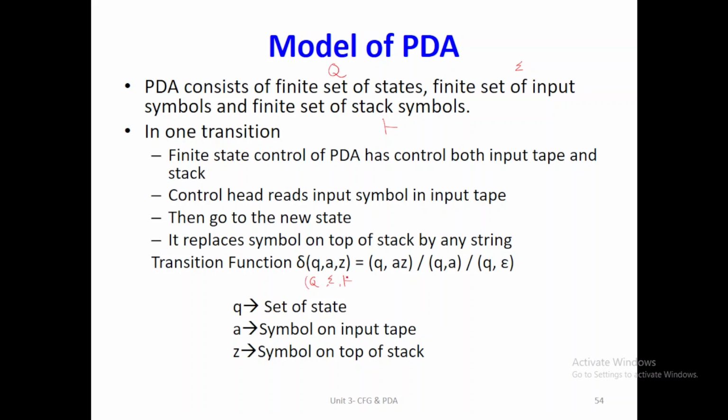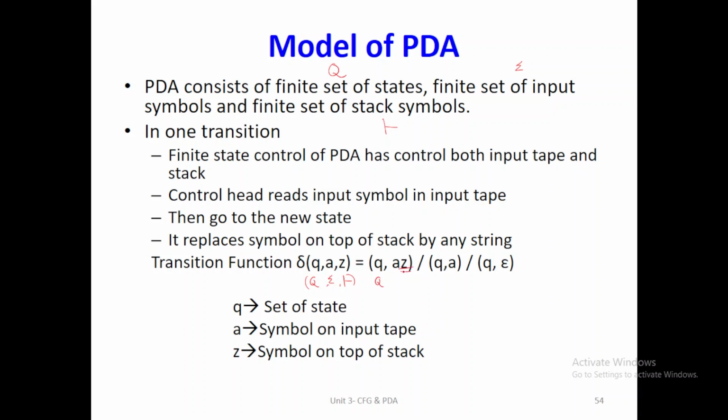So this is a given input. Based upon it, it will check the value. At a time, the control head reads the input symbol on the tape. Then it will go to the new state. So the output is, it processes the current state with the current input symbol and the topmost value on the stack. Based upon the input on the input tape and the stack, it will go to a new state or it may stay in the same state. So the first parameter of the output is your state, that is Q.